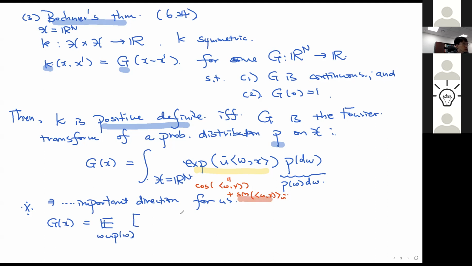The form is an expectation of cosine of w^T x. So that's what the theorem really tells us. If K is positive definite, then G should have the form that I just wrote below. Okay.